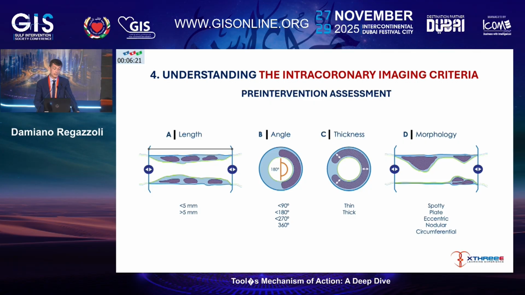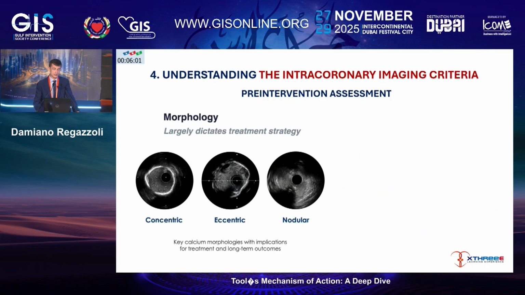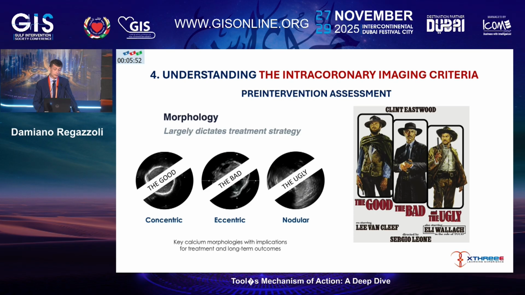Let me show a thing. Jacob already showed us that calcium length, calcium angle, and calcium thickness are really important. But the other point is calcium morphology. Morphology will guide your tool selection, because different morphologies correspond to different treatments. These are the three main morphologies that we can treat: concentric calcium, eccentric calcium, and nodular calcification. We call them in Milan the good, the bad, and the ugly, because they require different therapies, and they also differ in terms of acute and chronic risk of stent failure.